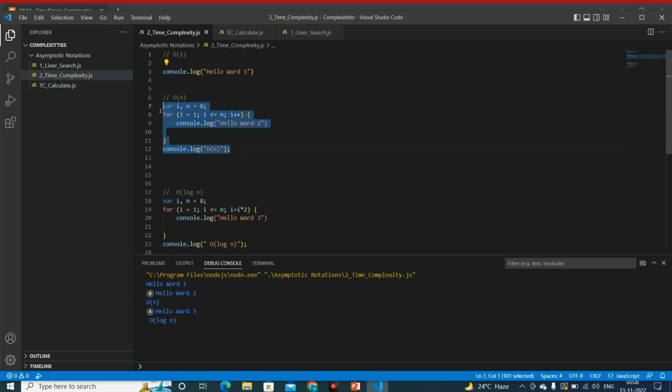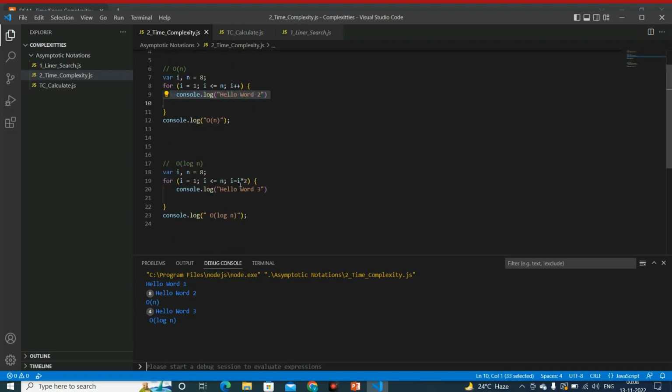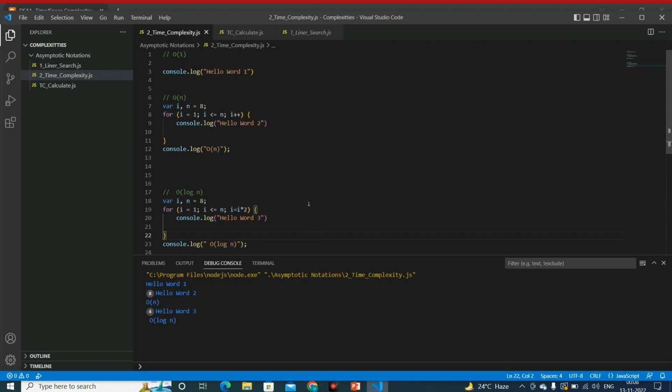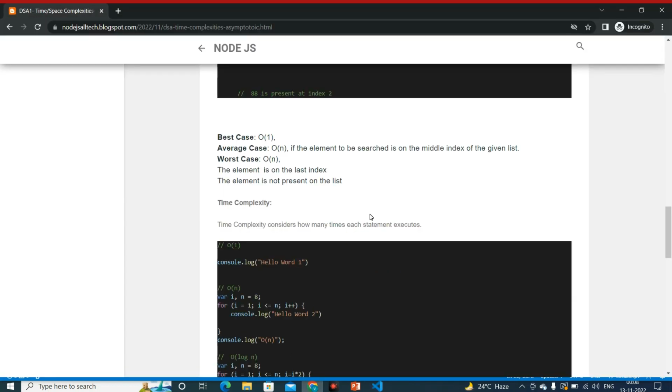Now second one, second program, we are printing hello world 8 times. You can check here, hence its time complexity is O of n. And now I am dividing it by 2. So we are printing the same hello world now 4 times. Hence the time complexity is O log n. So this is the simple example we are taking for understanding the time complexity.